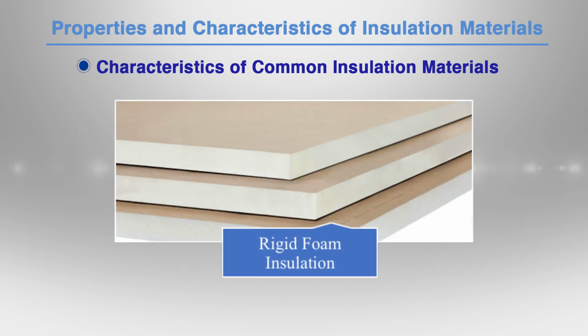Fifth one is rigid foam insulation, made from polyethylene. It has characteristics like high R value, moisture resistance and providing structural support. It is used in exterior sheathing, foundation walls and under slab insulation.